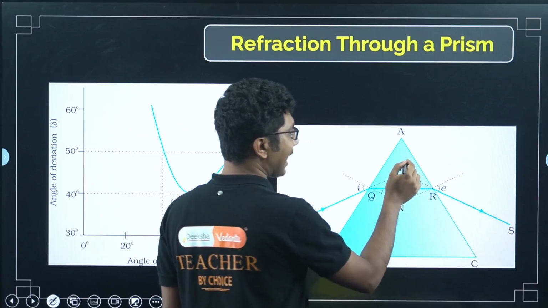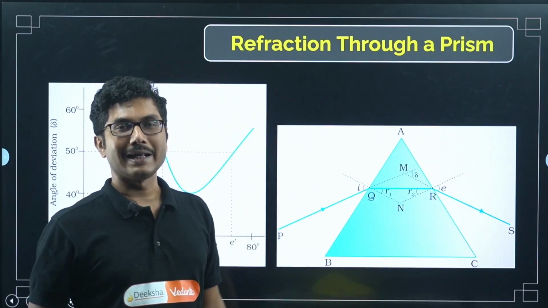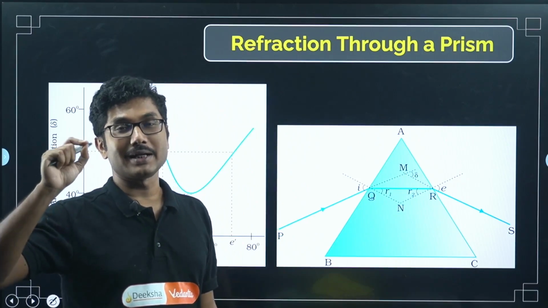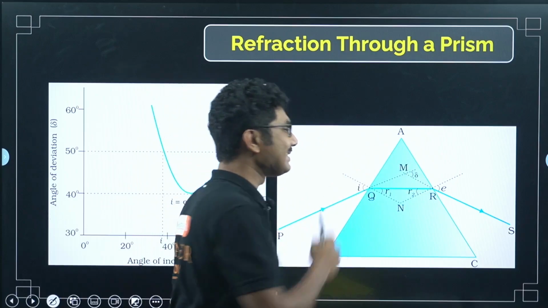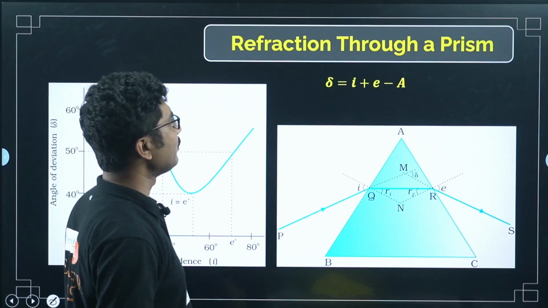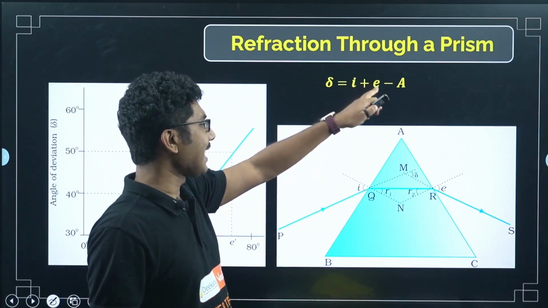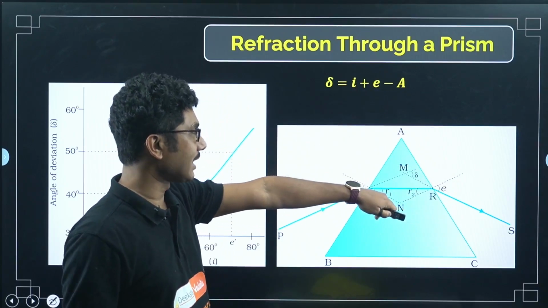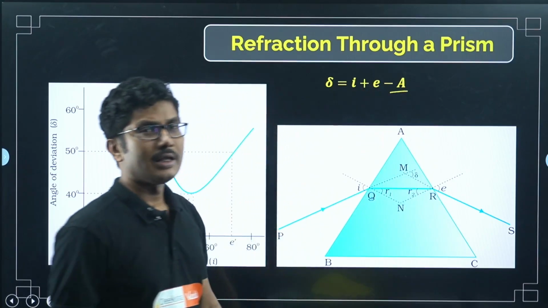So if you trace them back, then the angle made by the original path and the final path is called the angle of deviation. If you remember, we have done a similar case for plane mirror. The deviation was 180 degree minus 2i. But in this case, this formula is not so simple. So for that, first we have to remember that angle of deviation is given by angle of incidence plus angle of emergence, that is the angle made by the emerging ray with the surface, minus angle of the prism. So the angle of the prism is also playing an important role.